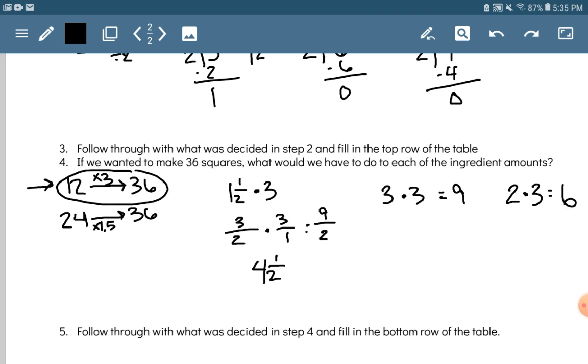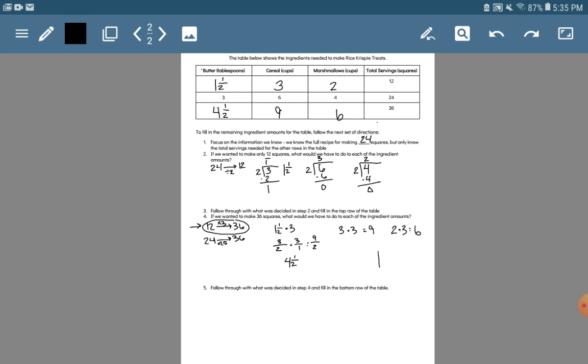I have already followed through with step 5 down at the bottom. I followed through with what we decided in step 4, which was to multiply by 3, and I filled in that bottom row of the table. I now have the ingredient amounts to serve 12 squares, 24 squares, and 36 squares.